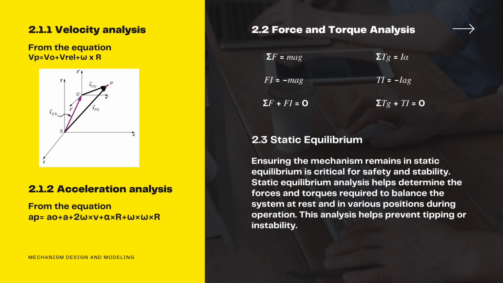The other theory is acceleration analysis. From the equation, we know that AP is the absolute acceleration of point P as the point being observed. AO is the absolute acceleration of point O as the observer. A relative is the relative acceleration. 2 omega cross V is the Coriolis acceleration, which is perpendicular to V. Alpha is the angular acceleration of observer O. Alpha cross R is the tangential acceleration, which is always perpendicular to R. And last one, omega cross omega cross R is the centripetal acceleration, which is always parallel, from point P to point O.